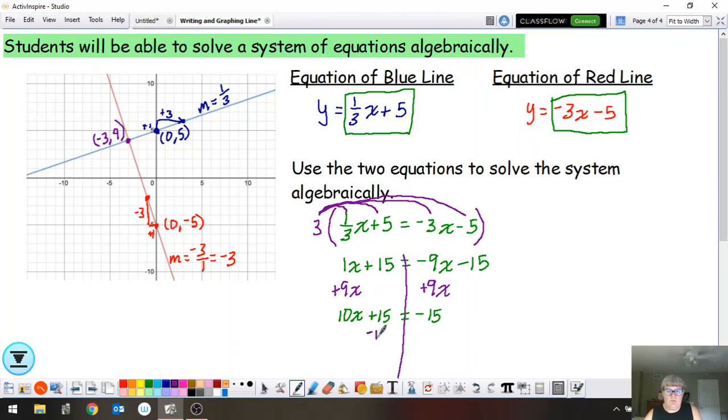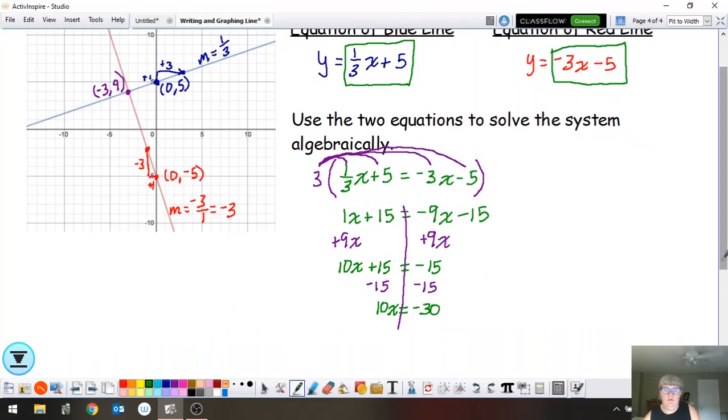Then I'm going to subtract 15 from both sides. And I will have 10x equals negative 30. And then I can divide both sides by 10. And I will end up with x equals negative 3, which is what I want to have happen because my point of intersection is at (-3, 4).